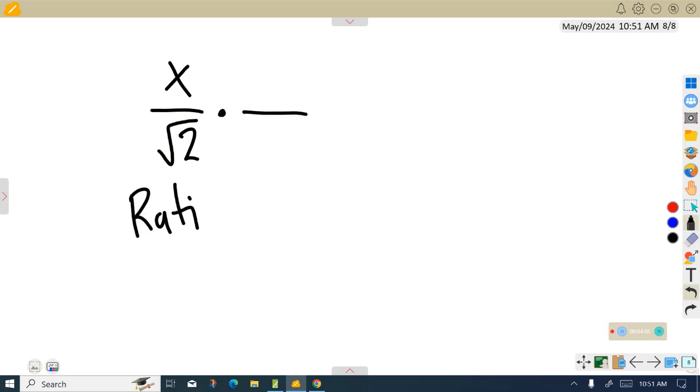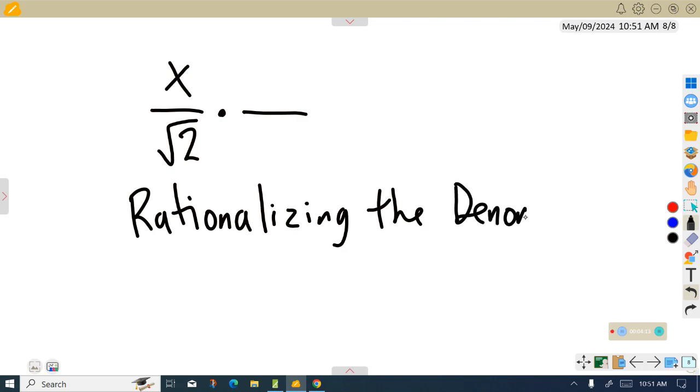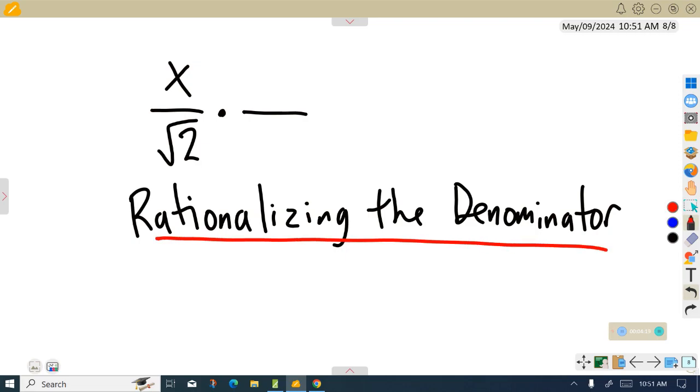Well, if we take any number, x, and divide it by the square root of 2, there's something you guys are supposed to learn called rationalizing the denominator. We're not allowed to leave a square root on the bottom part of a fraction. We can't leave it in the denominator. We got to get rid of it from there. This is a pretty long phrase, and you guys got to understand how to do that.